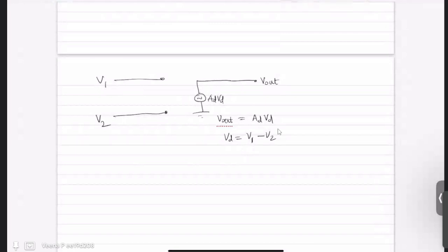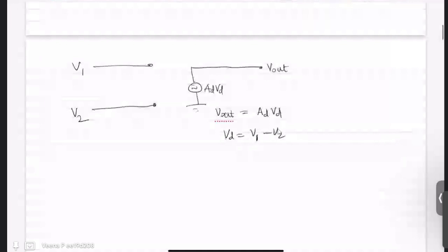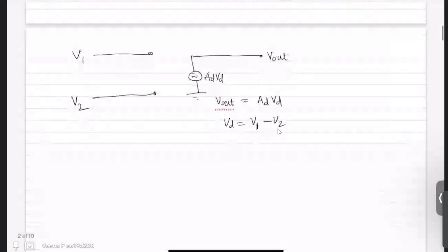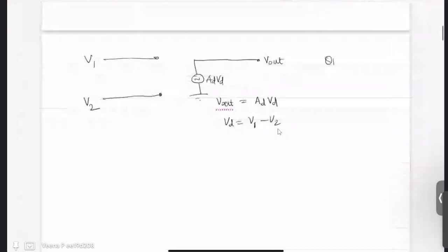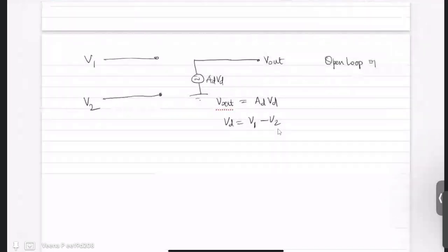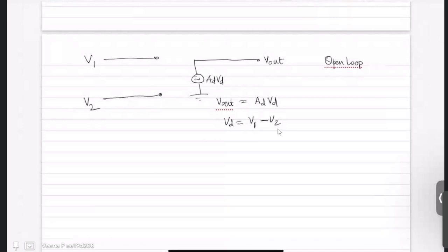So this is for a case of an ideal operational amplifier. So to solve problems, you should know that this is the first fundamental thing which you should know. Now, this is the case of an open loop op-amp. That means you are not connecting the output to the input. There is no electrical connection between them.